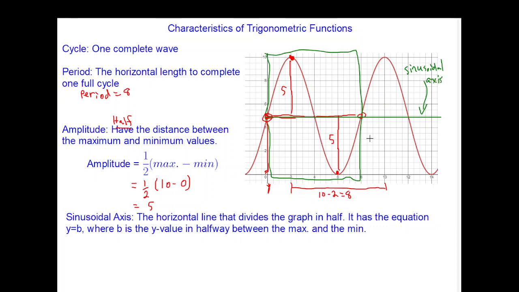And this line is a horizontal line. It has an equation, and that equation of a line is always y equals some number, and that some number is whatever the y value is here. We know that the y value here is 5. So for us, the equation of that sinusoidal axis is just y equals 5. And we can tell that pretty easily by looking at this graph.